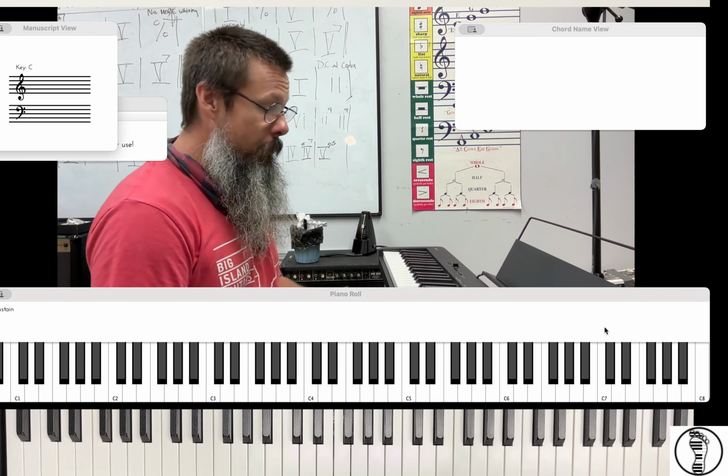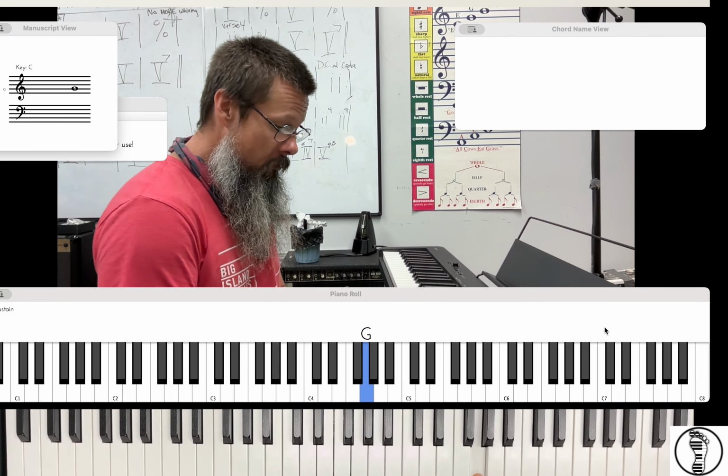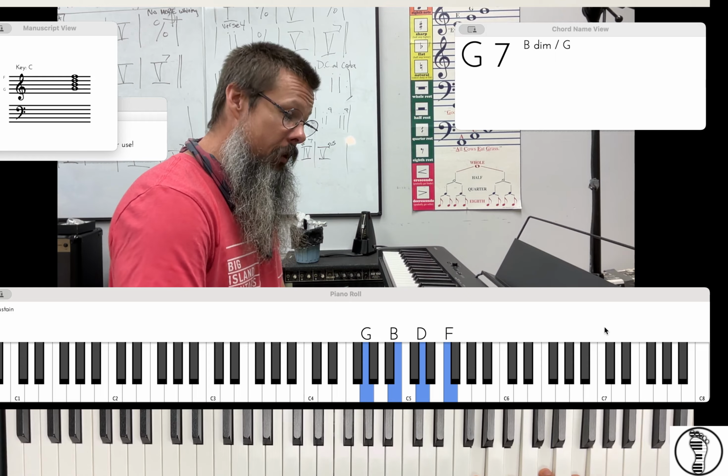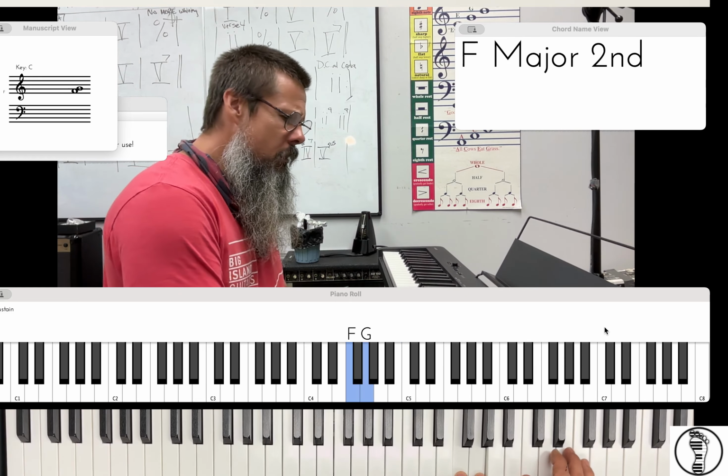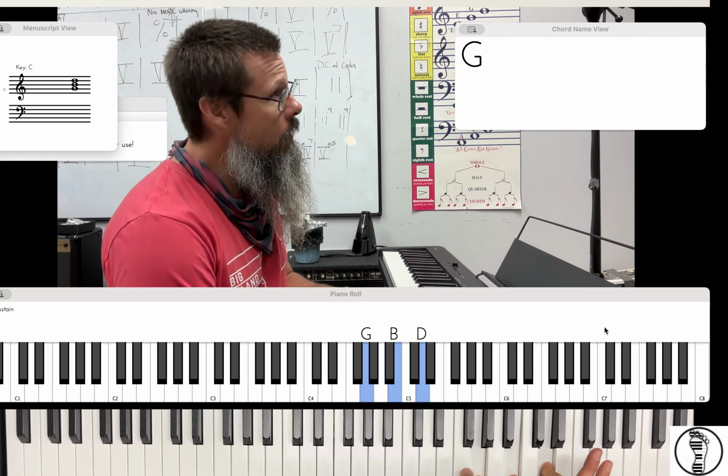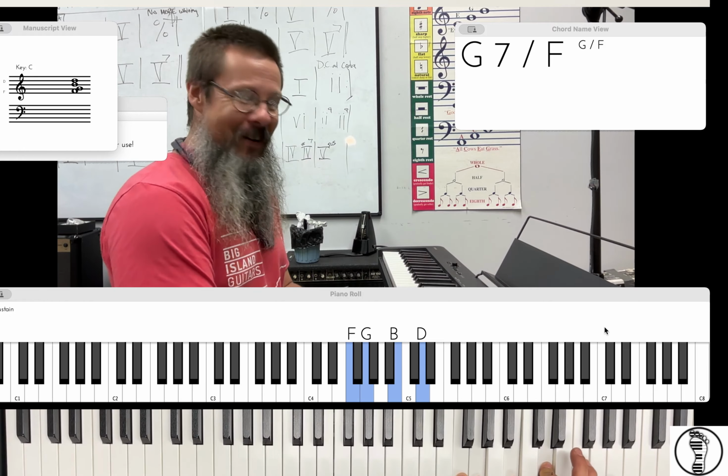Well, what happens when we play an F, then a G, and a B, and a D, and then an F and a G? We get these really cool notes that go into our arpeggiated structure.